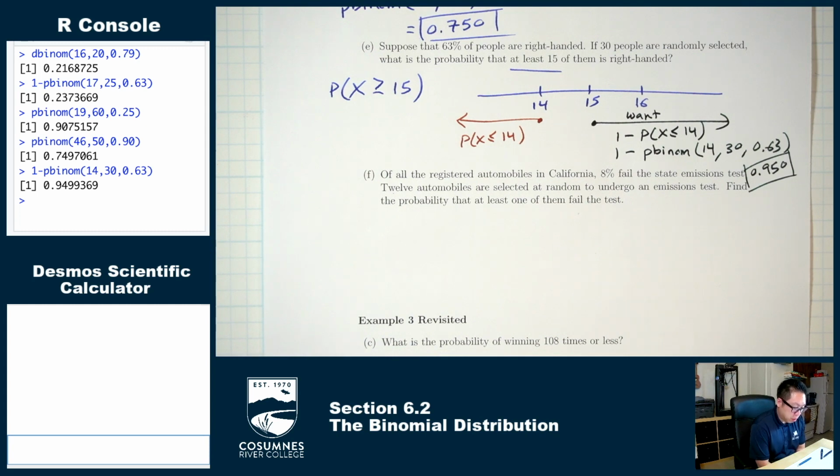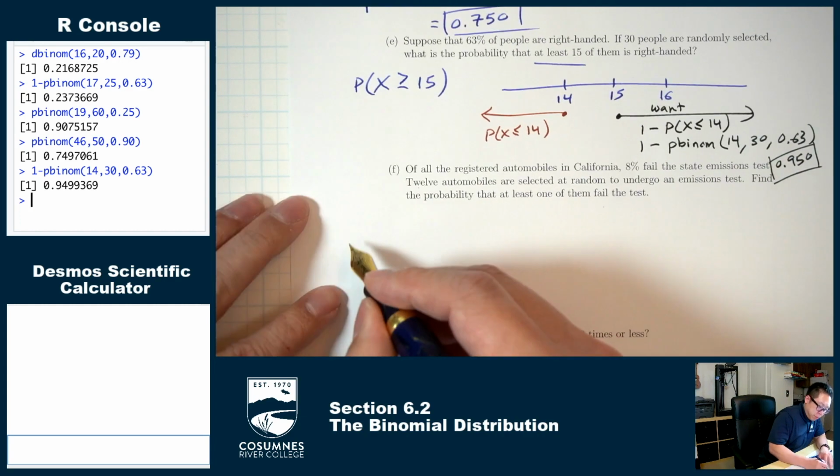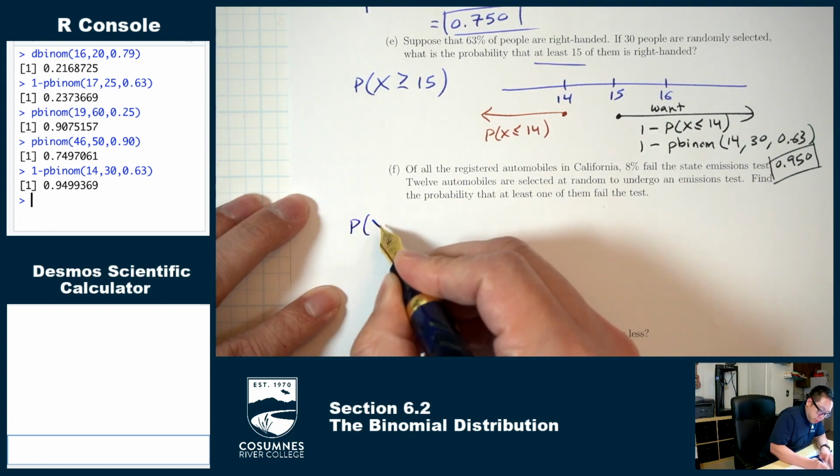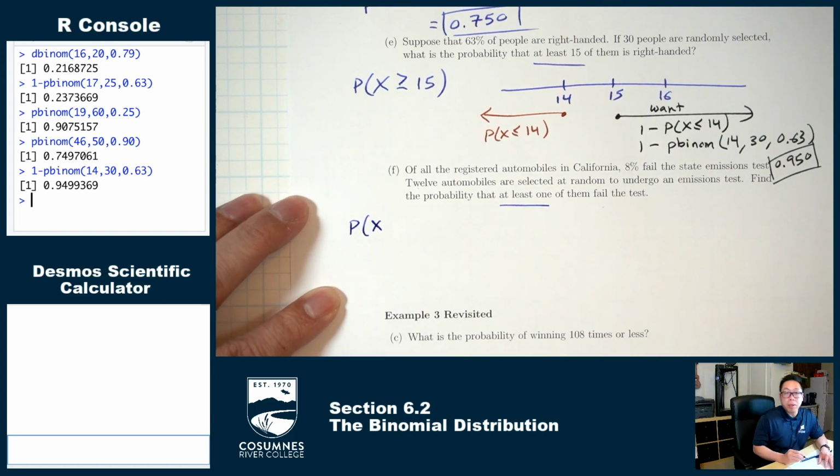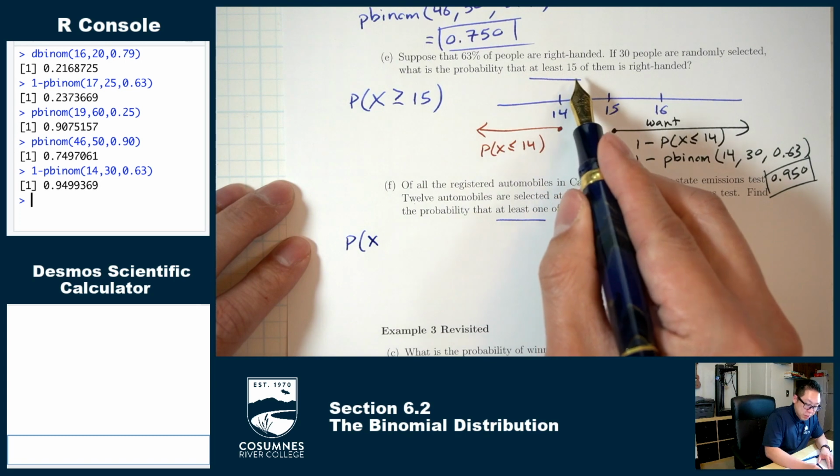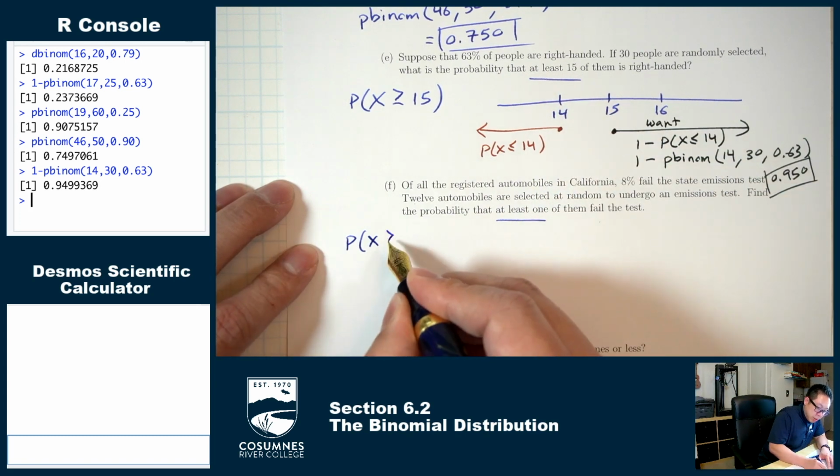Of all the registered automobiles in California, 8% fail the state emissions test. 12 automobiles are selected at random to undergo emissions tests. Find a probability that at least one of them fail the test. At least one. So we just talked about an at least, so that's going to be a greater than or equal to 1.